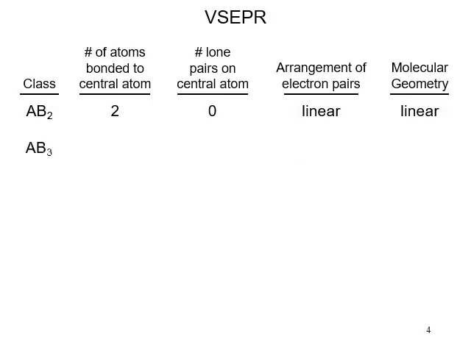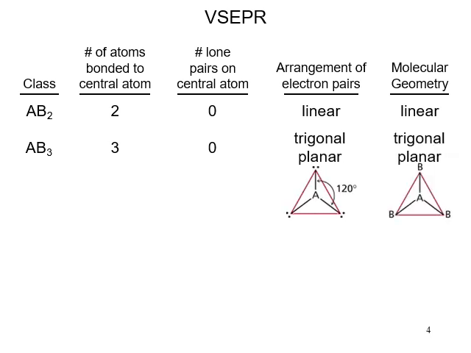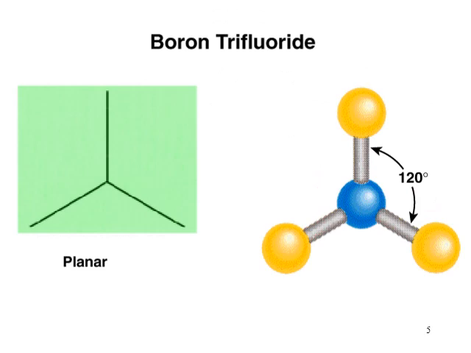Let's talk about the next class, which is AB3. The number of atoms bonded to the central atom is, of course, 3. The number of lone pairs is 0. The arrangement is trigonal planar for the electron pairs, and the arrangement for the molecule is trigonal planar because the atoms and the electron pairs are the same. And there's an example of a trigonal planar molecule. It is planar, meaning it's flat.